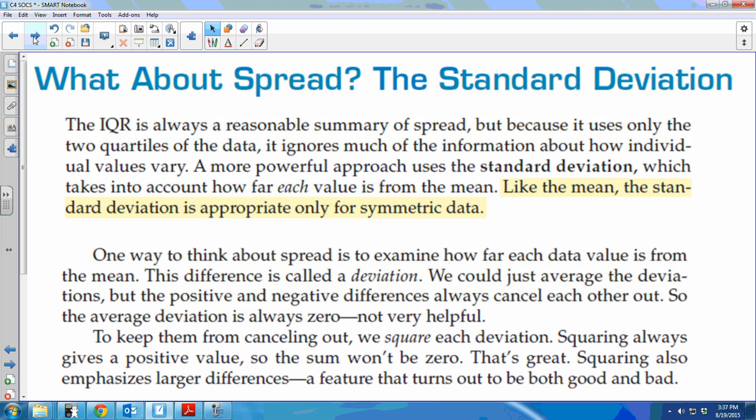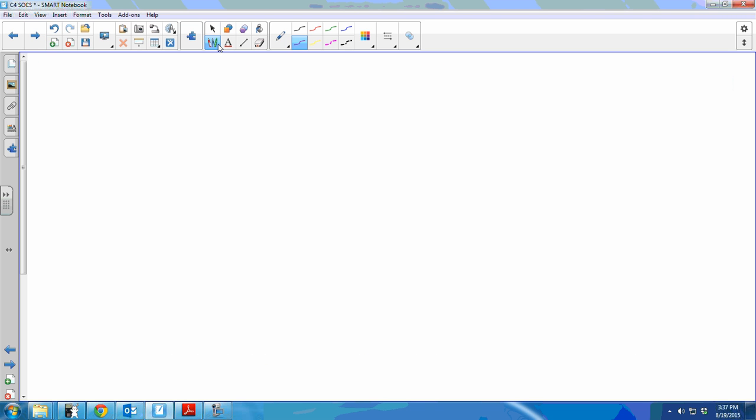Now, we talked about the IQR for the spread, but there's also something called the standard deviation. Now, why do I keep giving you new measures of center and spread? Well, because they're package deals, all right? So, quickly, to sum up before we really talk about the standard deviation.